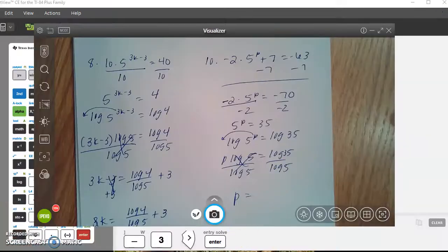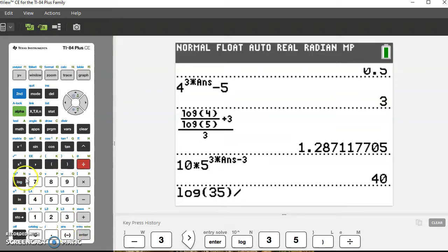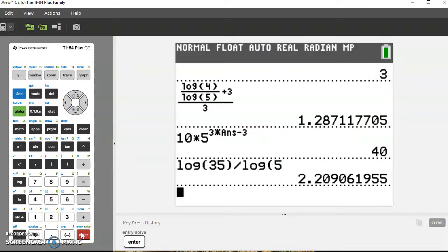Alright, so let's see, when we do this, we'll get log 35 divided by log of 5, and I get an answer of 2.2091. Okay, and then you can plug it back in to make sure that it does work, and it will. Okay, let's do one more. Let's look at number 14. I probably should switch back so you can see it.